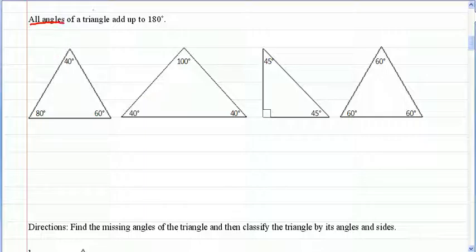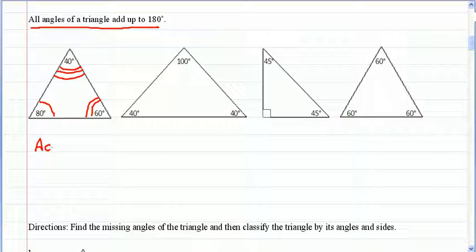So one very important rule for all triangles is that all of the interior angles add up to 180 degrees. So if we were to classify this first triangle by angles and sides, I first notice that all of the degree measures are different and all of them are less than 90 degrees. So since they're all less than 90 degrees, that makes this triangle acute. And since all of the angles are different, that means that all of the sides are different, so it's also scalene.